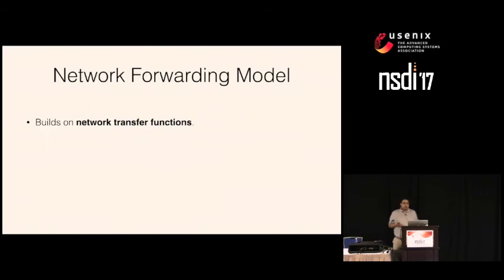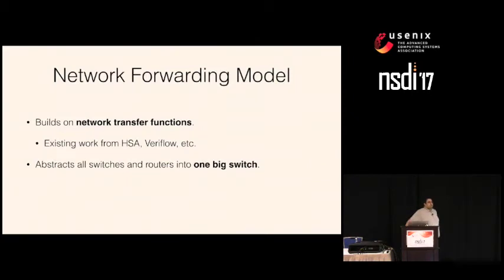Now, I won't have time to go into the network forwarding model in detail, but basically we build on the idea of network transfer functions, which is what HSA, Veriflow, and any number of these things have been using. Even Netcat, if you squint at it, basically has this thing inside it. And as I said, we just build on this. The basic idea here is you take all of the switches and routers in the network and you abstract them away into one big switch. So now your network looks like it has one big switch with lots of hosts and lots of middle boxes sticking out of it, and packets flow between these various devices. Details for this are in the paper, so I encourage you to take a look at that.